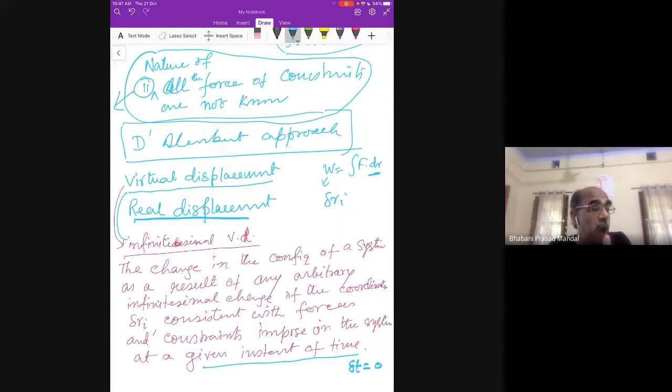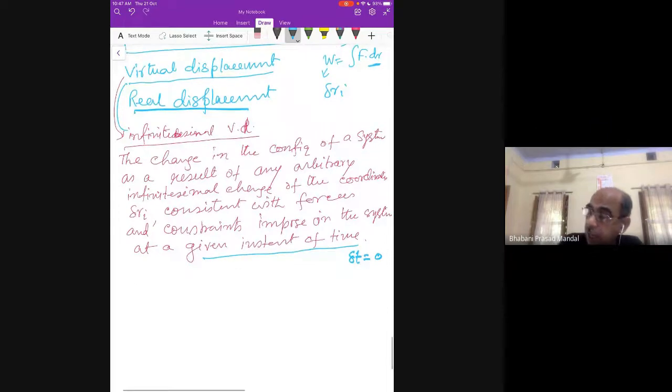Because if you have an interval in real infinitesimal displacement, in this case there is a delta t which is not equal to 0, there is a time interval. But the problem is that if there is a time interval, then in that interval the system will evolve according to forces.